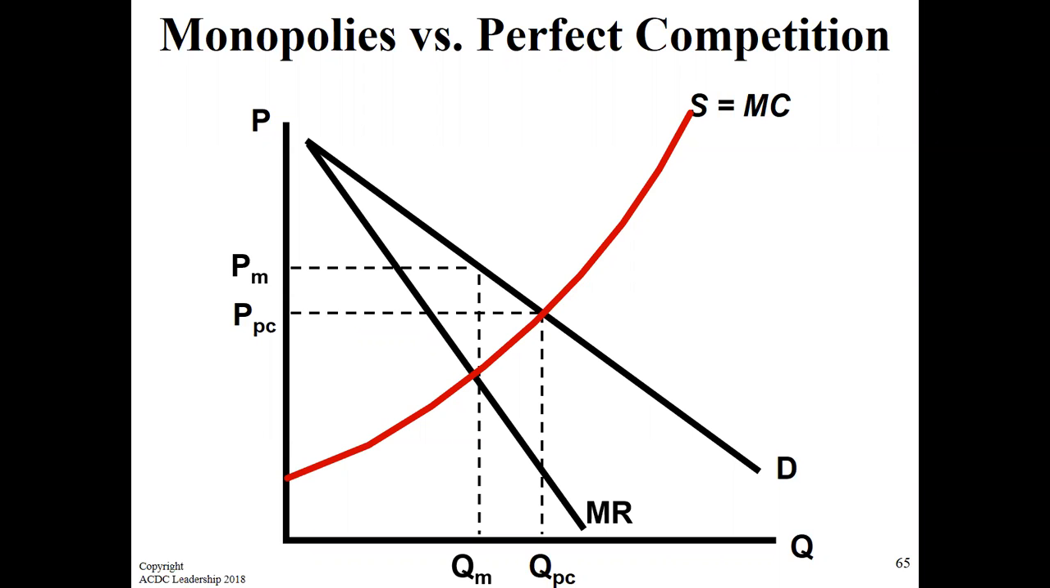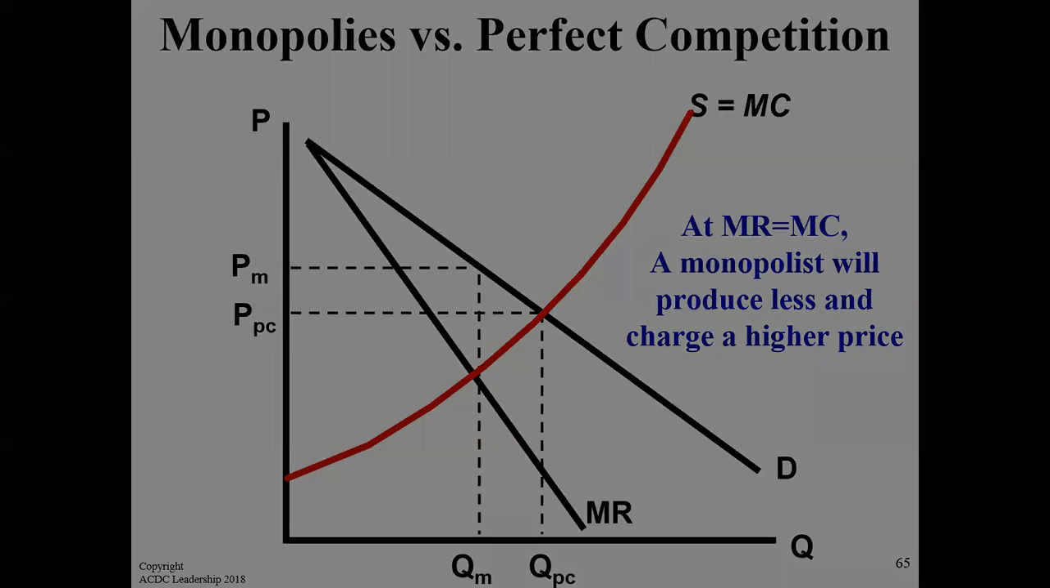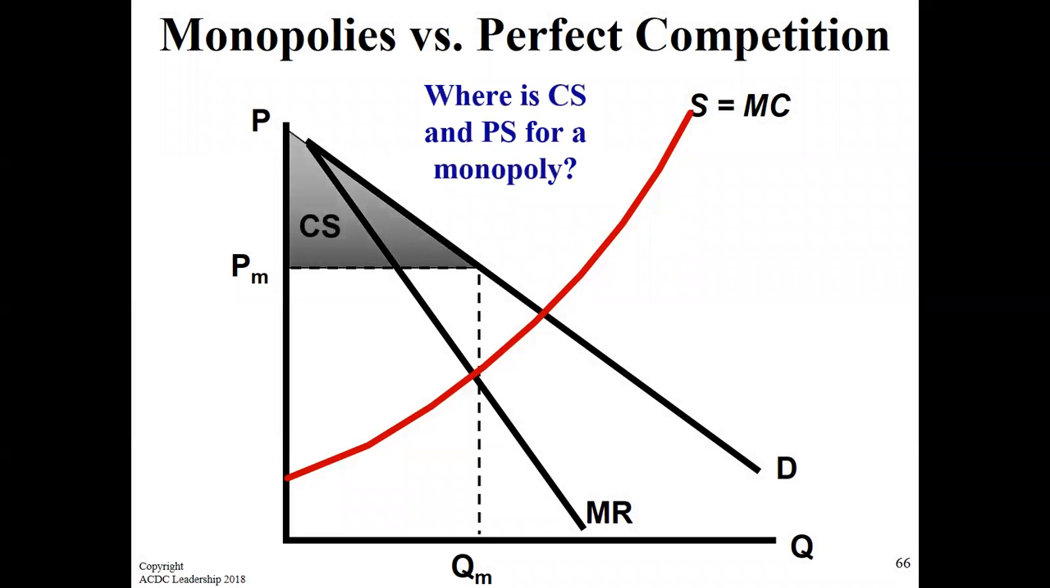So, consumer surplus. Well, above the price and below what? Yeah, so above the price and below demand. It's the same rule. Okay, so there is consumer surplus.